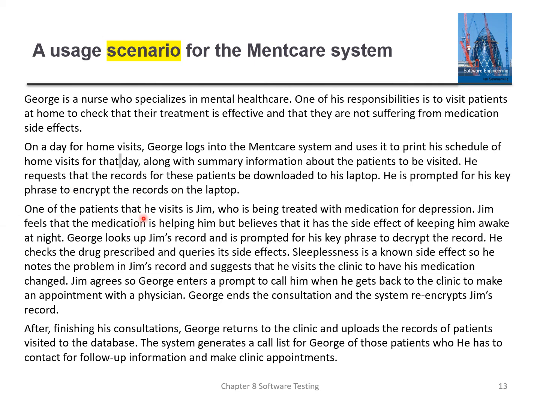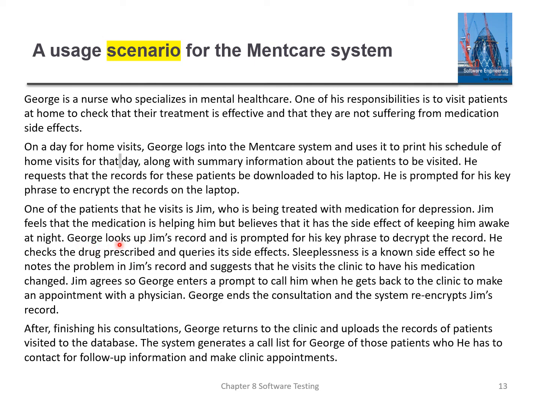One of the patients that he visits is Jim. Because he has downloaded the information, he knows who he's going to visit. Jim is being treated with medication for depression. Jim feels that the medication is helping him, but believes that it has the side effect of keeping him awake at night. So George reads the message, then goes to see Jim, and identifies the complaint made by his patient.